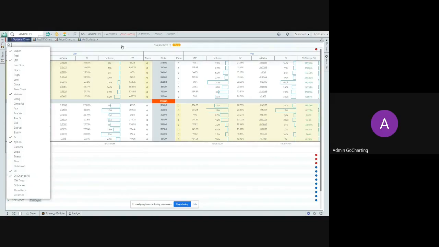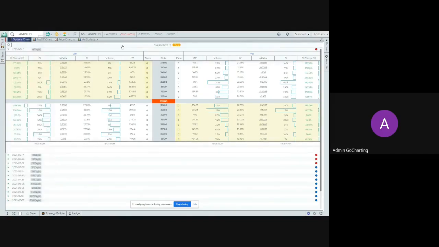Now OI percentage is very important because it gives you the change in OI compared to the previous day. And this is very important right now because it gives you a sense of where the market is moving, and is a clear, very important signal of either bearish or bullish sentiment in the market. So this is called the OI change percentage.